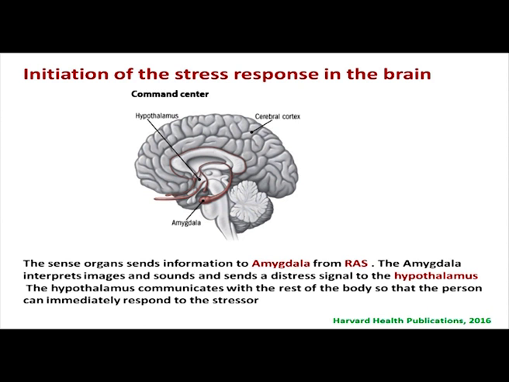Now, when the stress response is initiated in the brain, the sense organ sends information to the amygdala from the reticular activating system. This part we have already covered in the previous section. The amygdala, as we know, interprets these images and sounds and evokes the emotional response, and sends a distress signal to the hypothalamus. The hypothalamus communicates with the rest of the body so that the individual can respond immediately to the stressor.